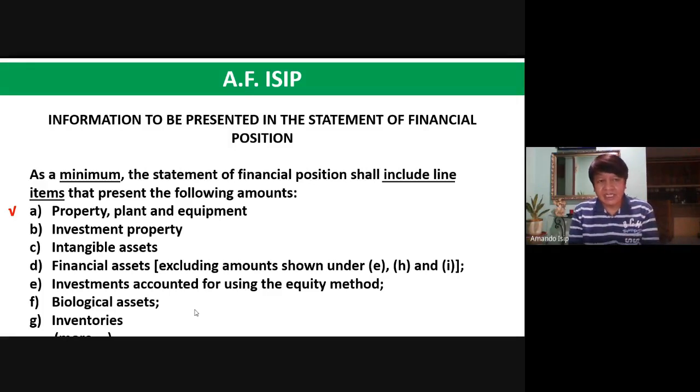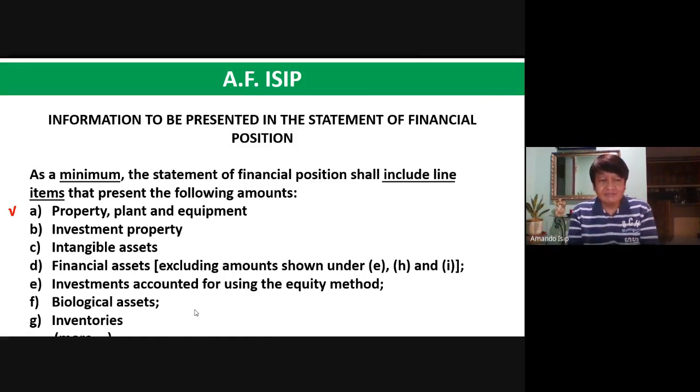So, what do you mean by the word minimum? Meaning, these are the account titles that should appear. When you say minimum, you can add more account titles, but you are not supposed to reduce the account titles enumerated here. That is why it is called minimum. Again, I will repeat, you can add more account titles, but you cannot reduce or eliminate even one account title in this particular statement of financial position.